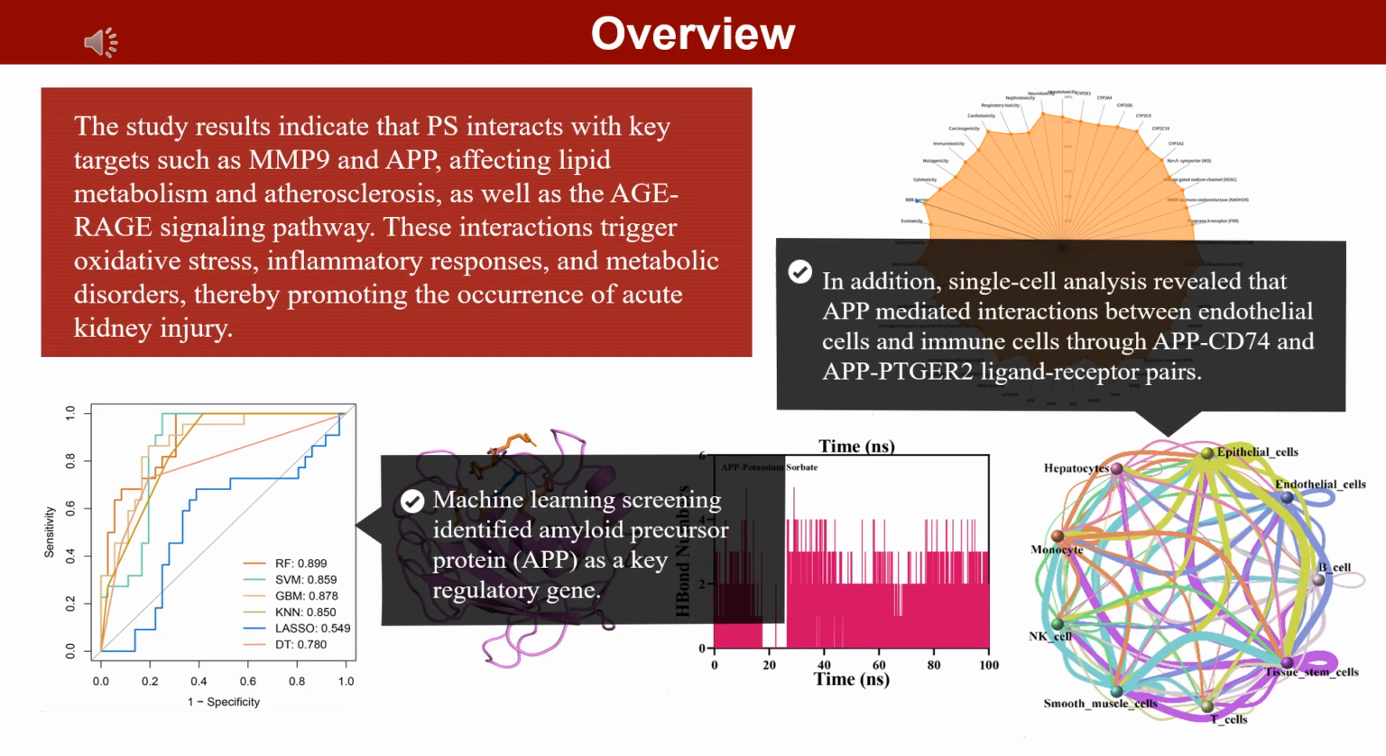The study results indicate that PS interacts with key targets such as MMP9 and APP, affecting lipid metabolism and atherosclerosis, as well as the AGE-RAGE signaling pathway. These interactions trigger oxidative stress, inflammatory responses, and metabolic disorders, thereby promoting the occurrence of acute kidney injury.